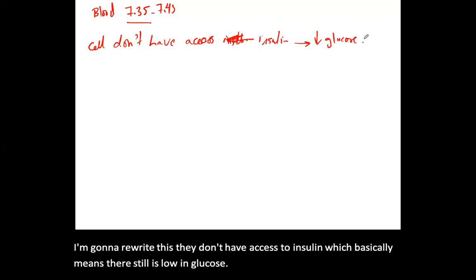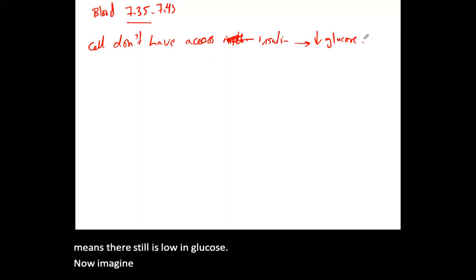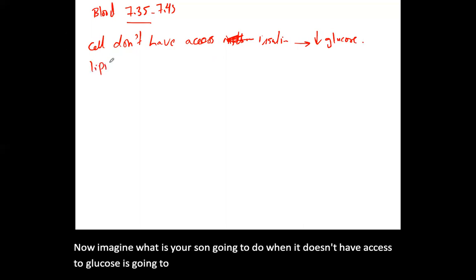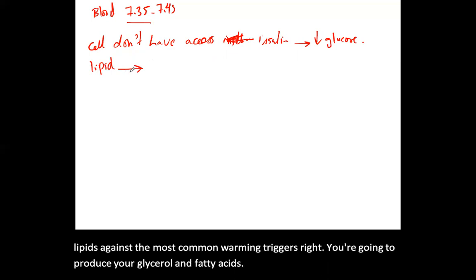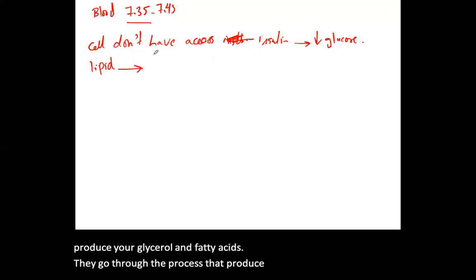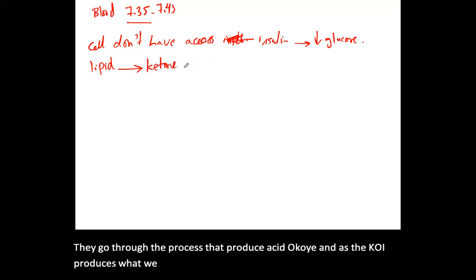Now, imagine, what is your cell going to do when it doesn't have access to glucose? It's going to tap into your lipids. When you process lipids, the most common one being triglyceride, you're going to produce glycerol and fatty acids. They go through the process, they produce acetyl-CoA, and acetyl-CoA produces what? What we identify as ketones.